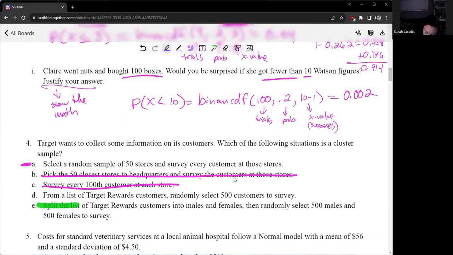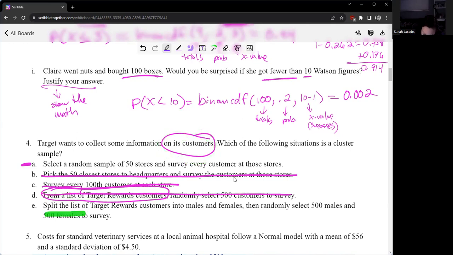D, from a list of Target Rewards customers, randomly select 500 customers to survey. So this is kind of a simple random sample. However, from a list of Target Rewards customers, that is not representative of the population of customers. If they wanted to talk about Target Rewards customers, sure. But if we're narrowing this population, it cannot apply to customers as a whole. So this is out for a couple of reasons.